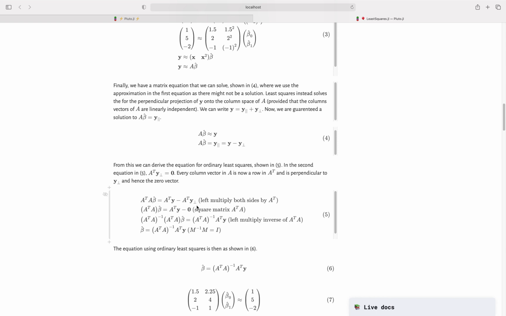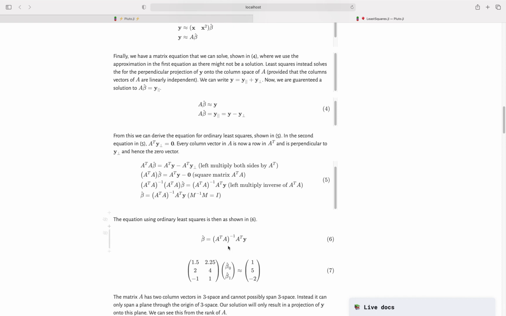And lo and behold, if all the column vectors in A are linearly independent, A transpose A is a square matrix of which we can take an inverse. We left multiply by the inverse on both sides. On the left-hand side, the inverse of A transpose A times itself just gives me the identity matrix, and the identity matrix times beta hat leaves just beta hat. And on the right-hand side, we eventually get to our equation for ordinary least squares. That beta is going to be A transpose A, its inverse, times A transpose times y.